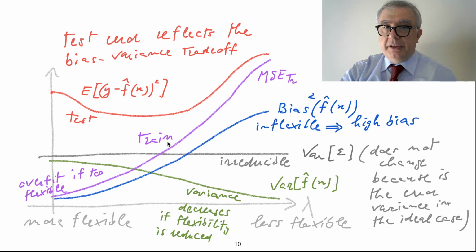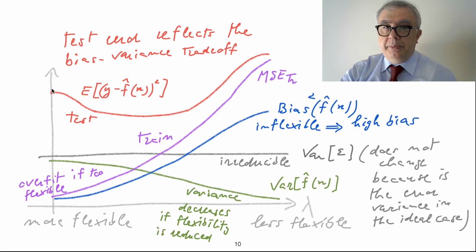At this point, if we look at the test error, which I've written as the expectation of the squared estimation error, this will be the sum of these three: the irreducible error, the variance and the squared bias.